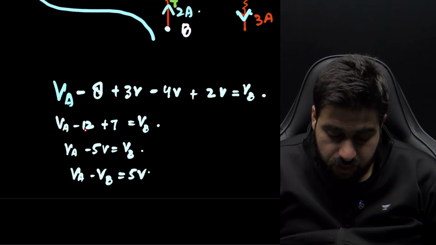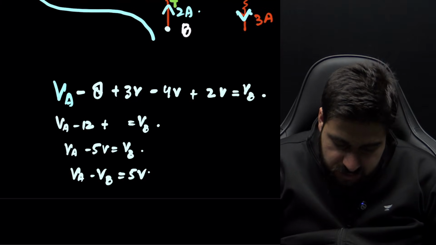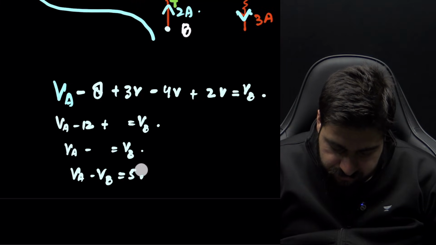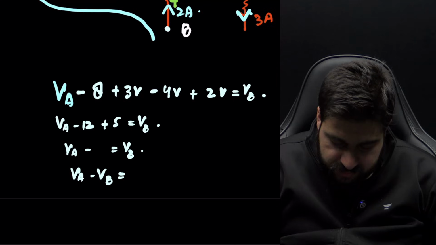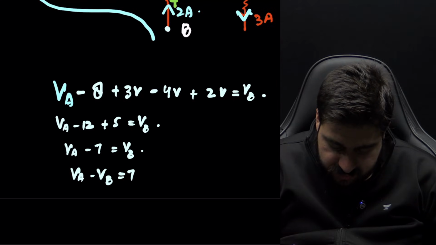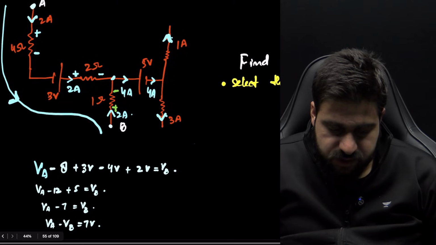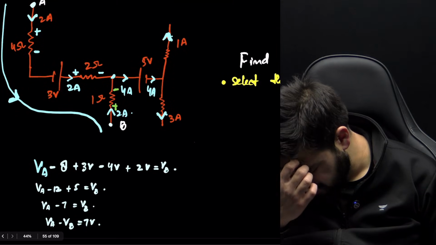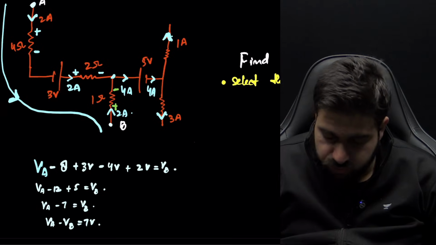Okay. 12 minus, this is 5. 3 plus 2 is 5. I made a mistake over here. That's why. This is 5. This will be 7. This will be 7 volts. So the answer in this particular case came out to be 7 volts.